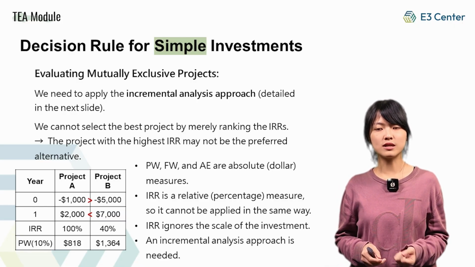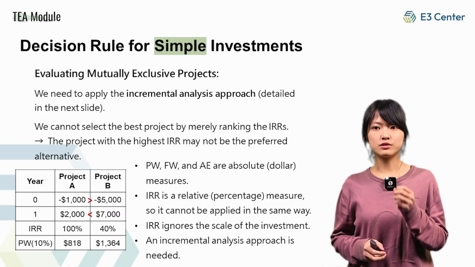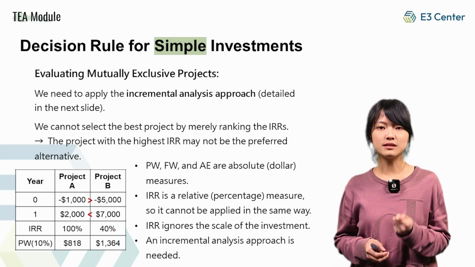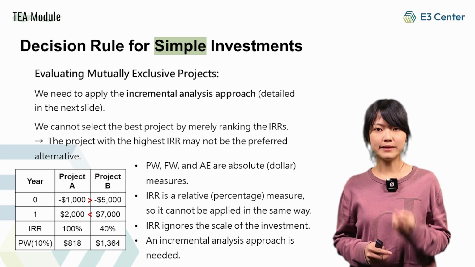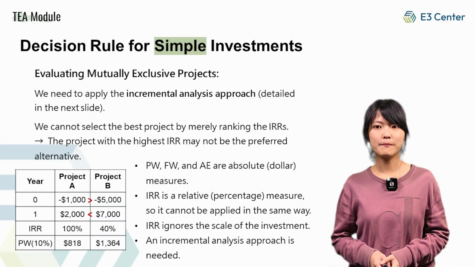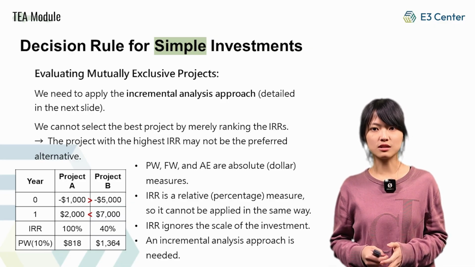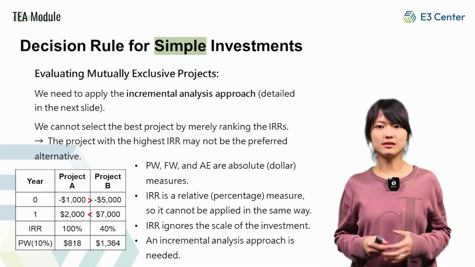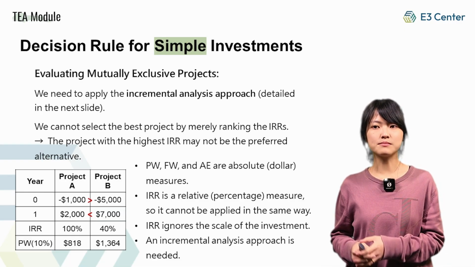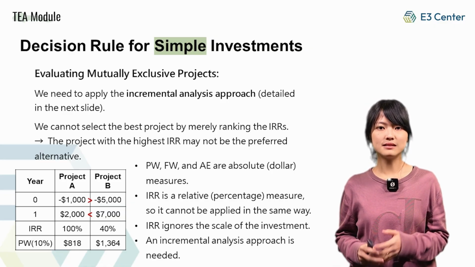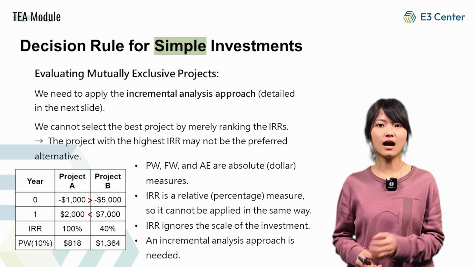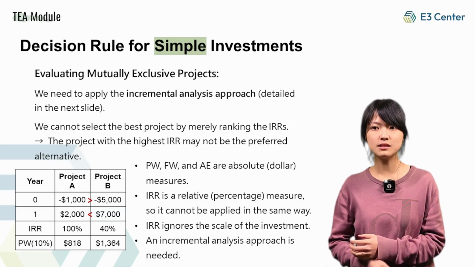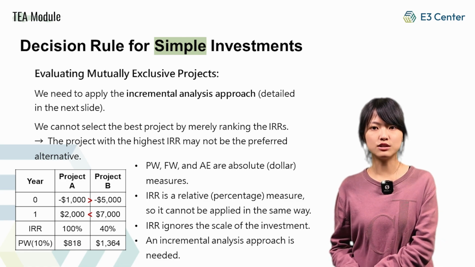These are scenarios where choosing one option precludes the selection of the others, and it is essential to determine not just the viable project, but the best one among several alternatives. When comparing projects, simply looking at their IRR is not enough. The project with the highest IRR might seem like the obvious choice, but this does not always hold true because IRR, being a percentage measure, does not take the scale of investment or the dollar amount involved into account.